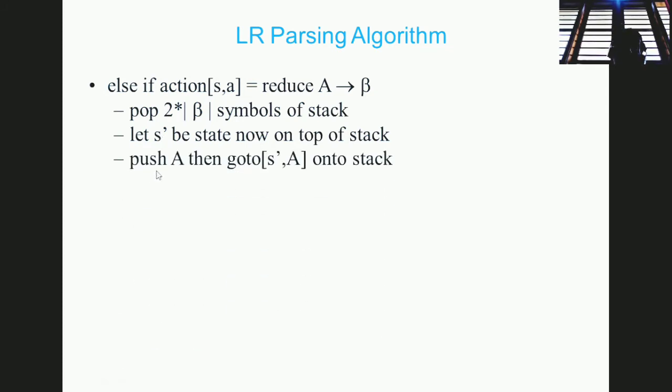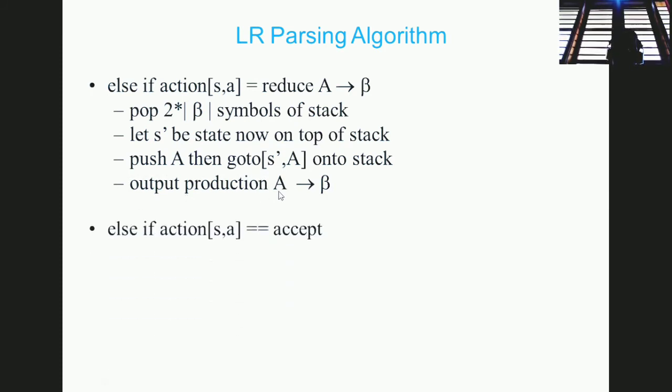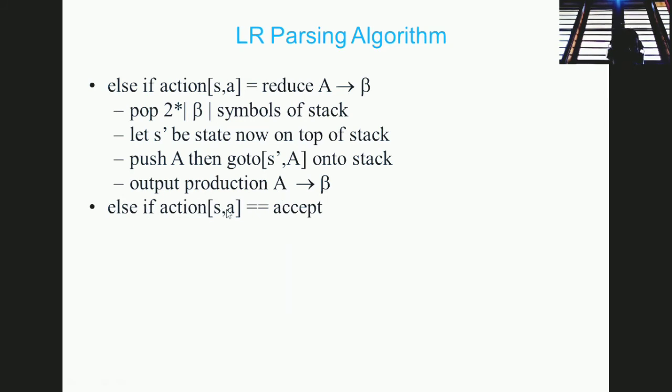Then you have to push A, and then push a state. Which state? The S state which you find after popping, that is, go to of S comma A, onto the stack. You look into the goto part to push onto the stack, and you produce output as production A tends to beta. Else if action of S comma A is accept, you say the string has been accepted successfully and stop the parsing, returning success; else you return error. This is how this parsing algorithm works.